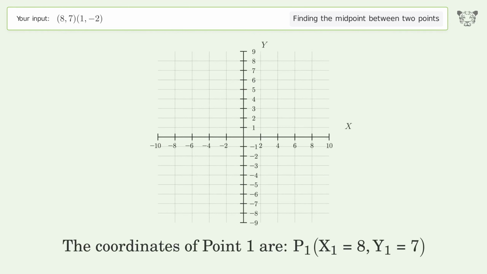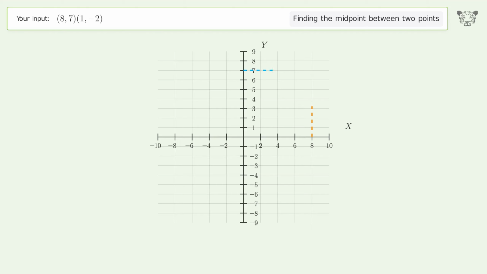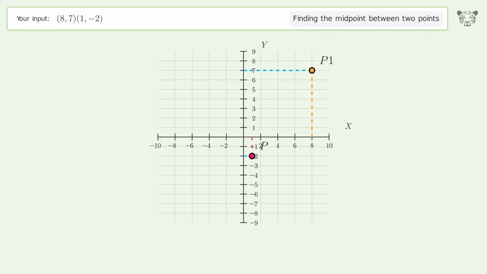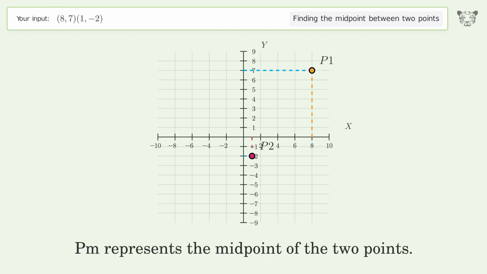The coordinates of point 1 are x1 equals 8, y1 equals 7. The coordinates of point 2 are x2 equals 1, y2 equals -2. PM represents the midpoint of the 2 points.